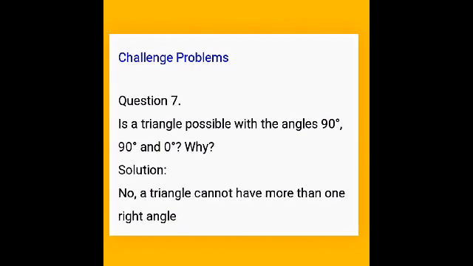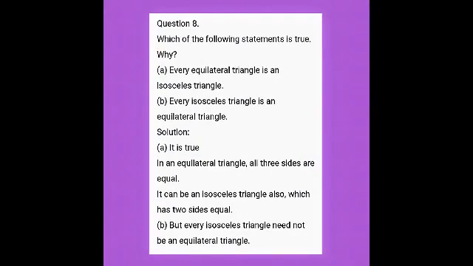Eighth question. Which of the following statements is true and why? The statements are given. If it is true, we should say why. If it is not possible, we should say what the problem is. Okay, first point: every equilateral triangle is an isosceles triangle. Second point: every isosceles triangle is an equilateral triangle. Both statements have a slight difference, and that difference is what we are going to find.